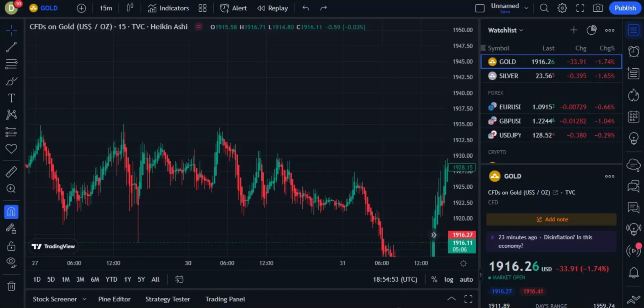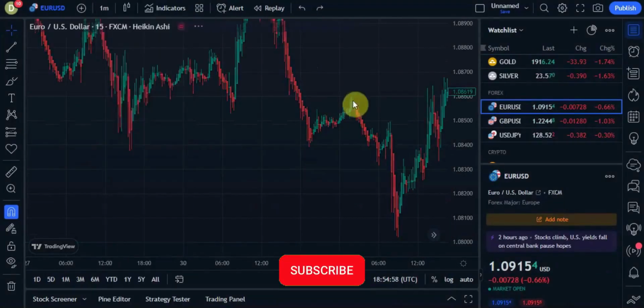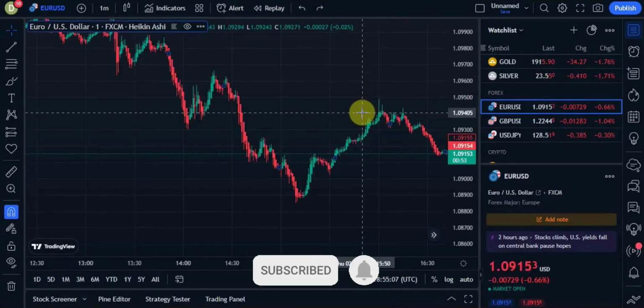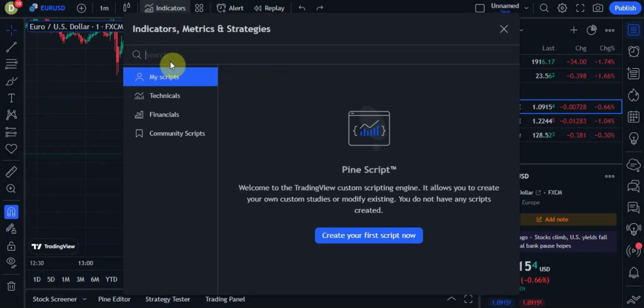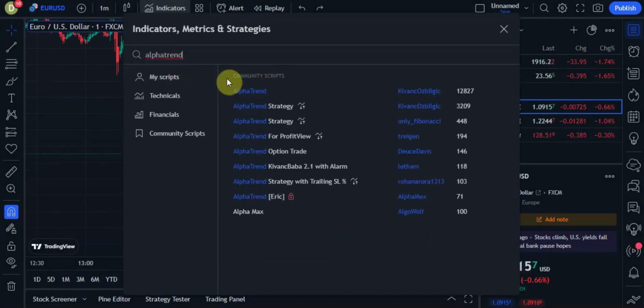So we're going to go ahead and open up a Euro USD chart with a 1-minute time frame. And the first indicator that we're going to add will be Alpha Trend. So let's go ahead and type in Alpha Trend, no spaces. And this is the one we want right here. As you can see, currently it has 12,827 users. Alright, let's add that.